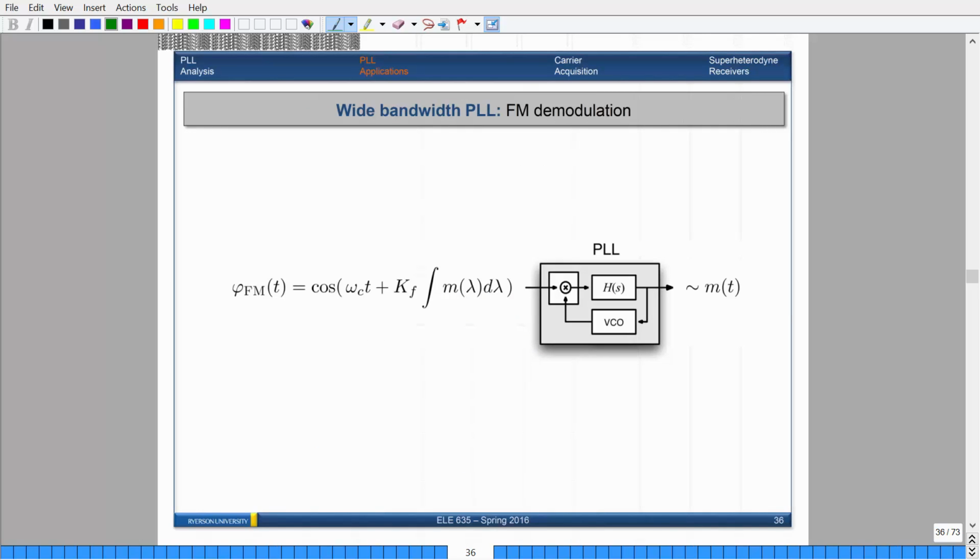You can actually use this for frequency demodulation. And I'll talk about this in a little bit here. But basically what you have is that you take your FM signal and just put it through a phase lock loop. And the output by itself is just the message signal by itself.